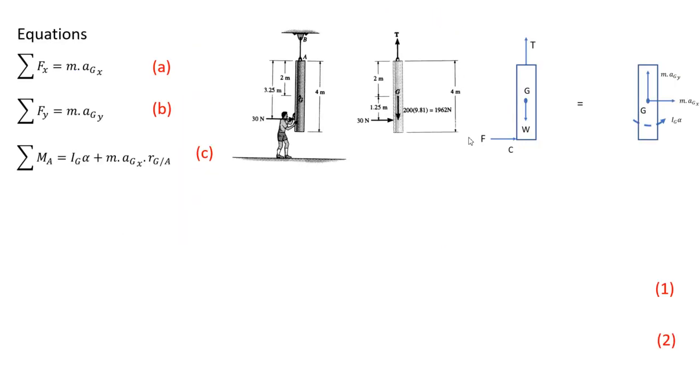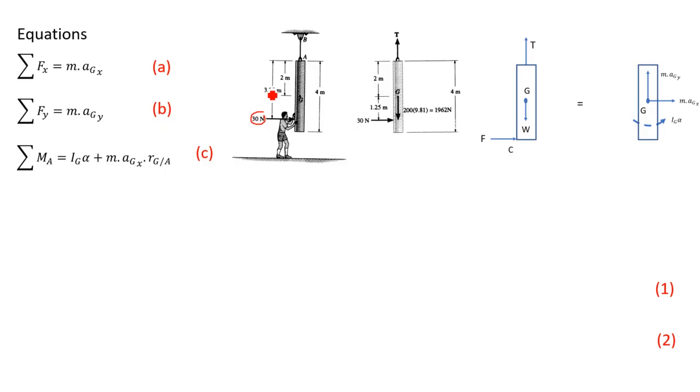The three sets of equations we're going to use are the normal ones. We can do the moment around point A, so we can use the value of Ig for the cylinder, which is the same one we learned earlier. You remember that one: 1 over 12 multiplied by the mass multiplied by L square. This will be equal to the mass multiplied by the acceleration at point G in the x direction multiplied by the distance from G to A.